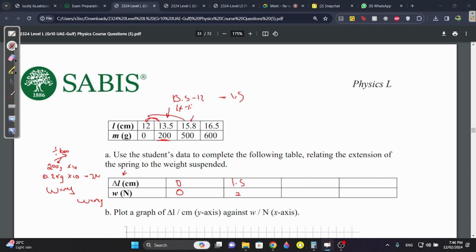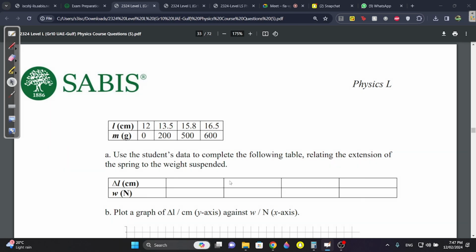The third box, 15.8. Again, you minus it by 12. You minus everything by 12. So you'll get 15.8 minus 12, which is 3.8. And the weight, again, W equals mg, which is mass 500 grams, times the gravity, which is 10. 500 grams is 0.5 kilograms times 10, which is 5 newtons. The last one, you do 16.5 minus 12, which is 4.5, and you do this 600 times 10, but this is in grams, so you have to make 0.6 times 10, which is 6.